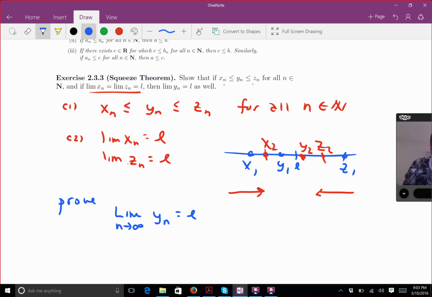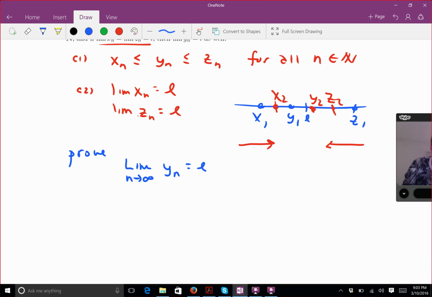So first, let's see how we're going to do this. Okay, so let's go ahead and use the limit definition. So let epsilon be greater than 0.